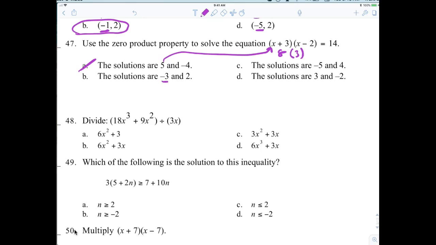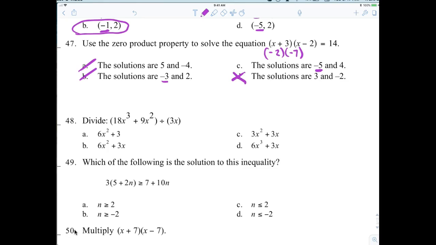So now if I plug in negative 3, what's negative 3 plus 3? 0 times anything is 0. So it's not B. Plug in negative 5. Negative 5 plus 3 is negative 2. Negative 5 minus 2 is negative 7, so does that work? Yes. Now do I have to try D? No, because I know negative 5 is an answer. Does D have negative 5? So then that can't be the answer.